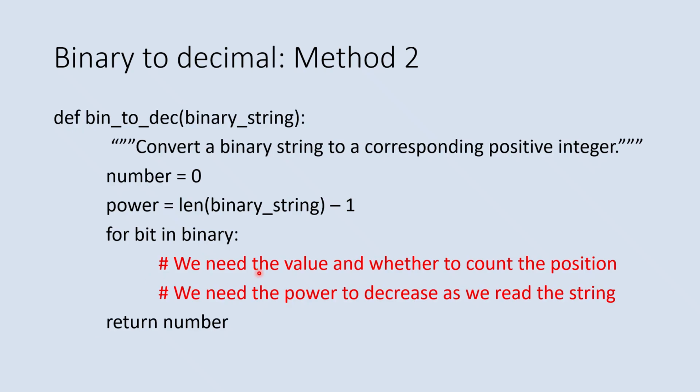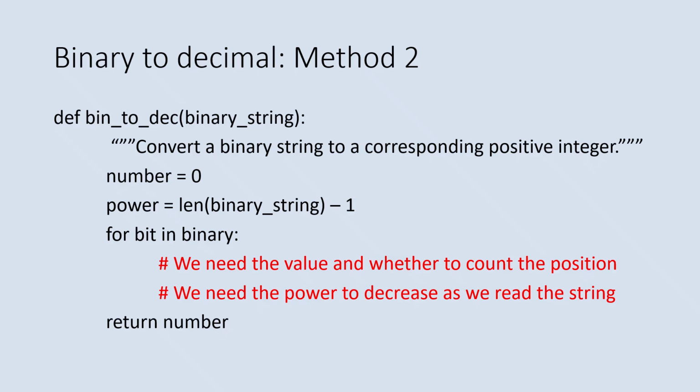So you get an opportunity to fill in a couple of lines of missing code here to determine what the value is. Does it get counted? Does it get included in the total? Does number get changed? And we need the power to keep decreasing as we read through the string. At the end of the string, that power gets down to 0, which corresponds to the ones position.